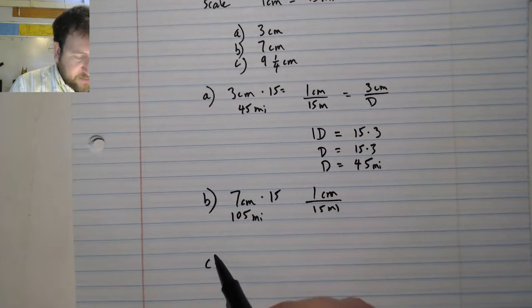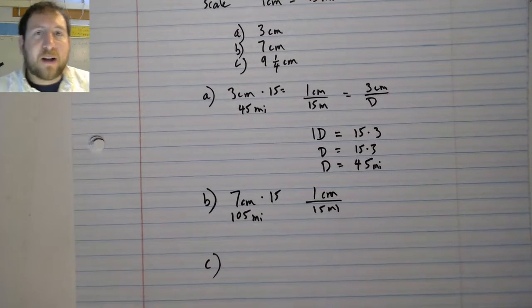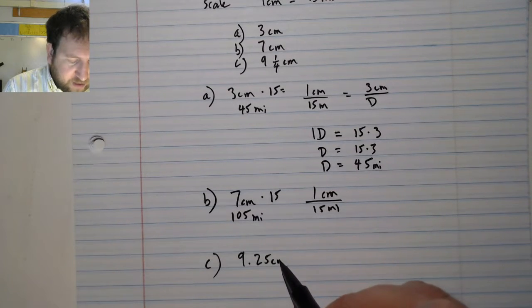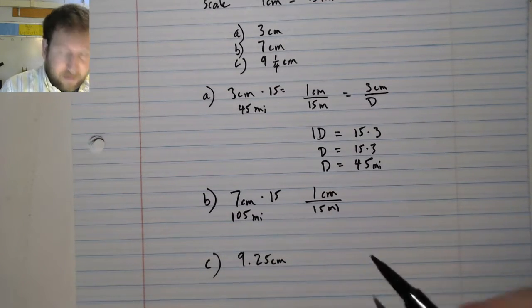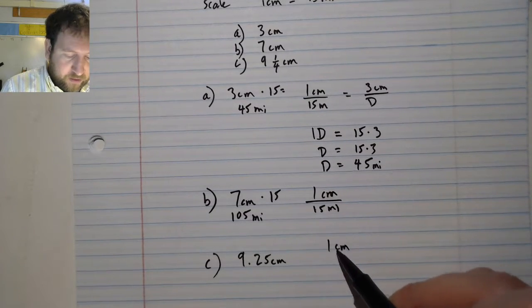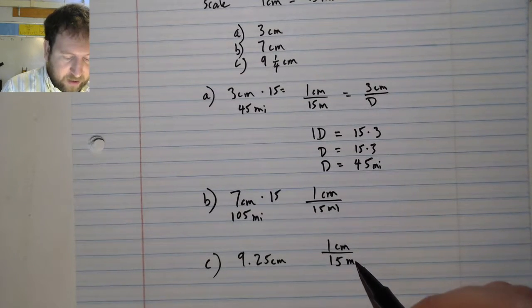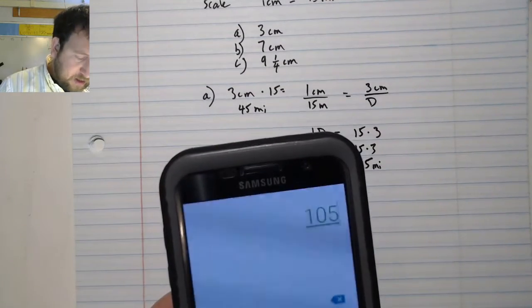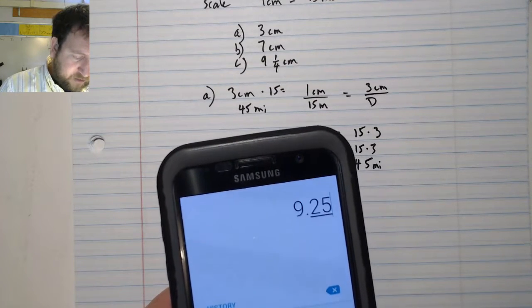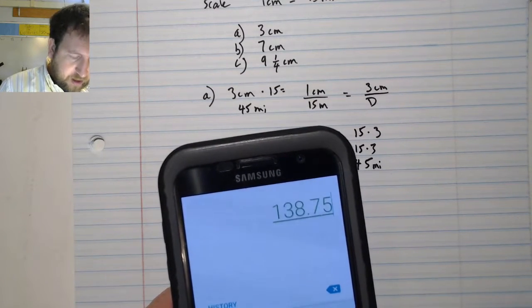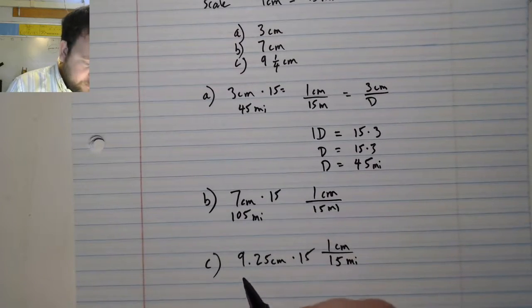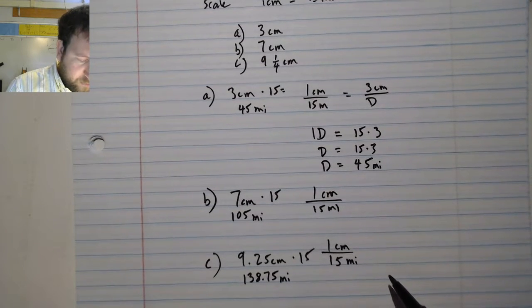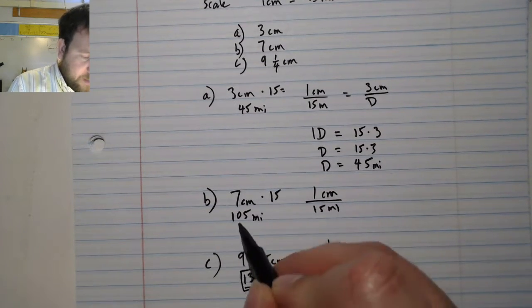And it's going to be the same thing for C. This time, though, I'm going to write it as a decimal because that's going to be much easier for me to do. I'm going to write 9.25 centimeters. And my unit scale is the same. 1 centimeter is 15 miles. So here, all I have to do again is multiply by 15. So let's take 9.25 times 15, 138.75. And this is going to be my answer. I forgot to box my other answers.